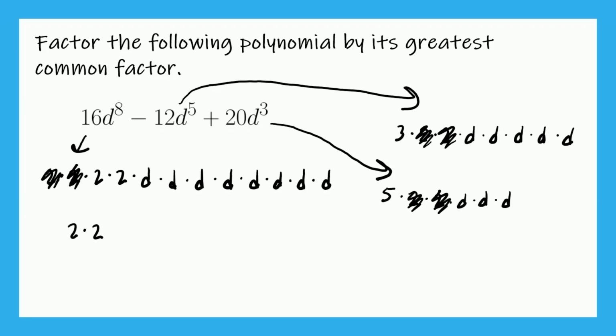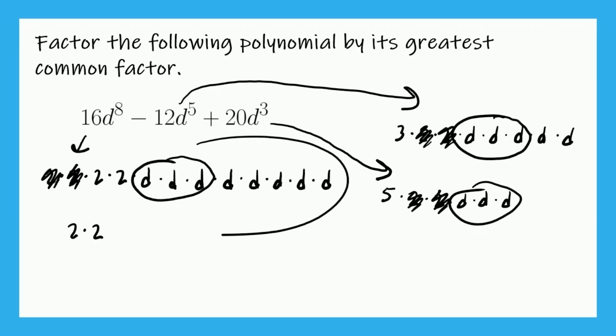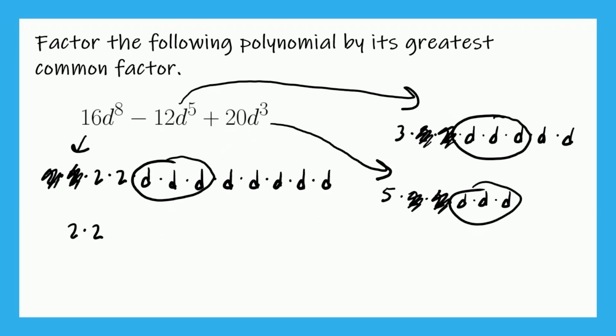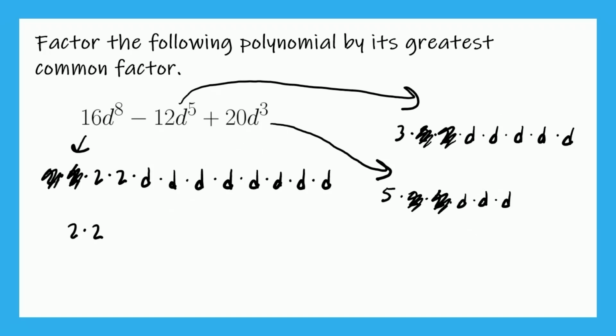Just like that. Now, what else do we have in common? Looks like we have lots of d's, right? Here we have 3 d's, here we have 3 d's, and here we have 3 d's. Obviously, in this one and this one we have more than 3, but we can only take out 3 because in 20d to the 3rd we only have 3 d's. Okay, so we're going to say right here, times d times d times d.